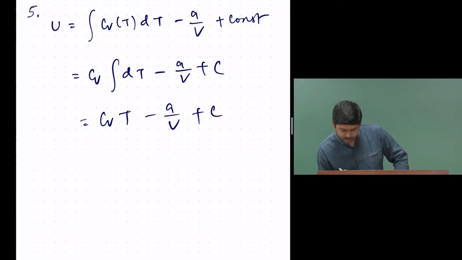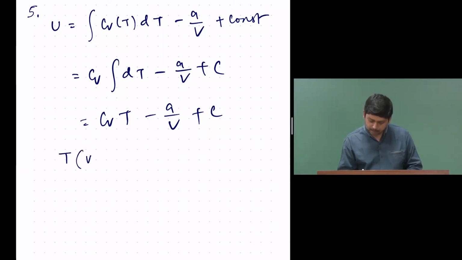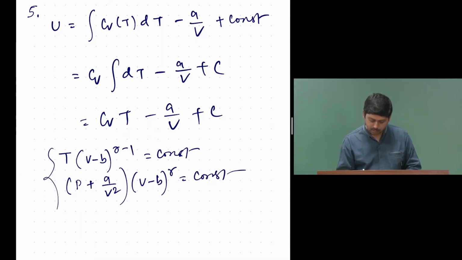Now, it says that for an adiabatic quasi static change, show that T (v minus b) to the power gamma minus 1 is constant, or (p plus A by v square)(v minus b) to the power gamma is constant. That we need to show.